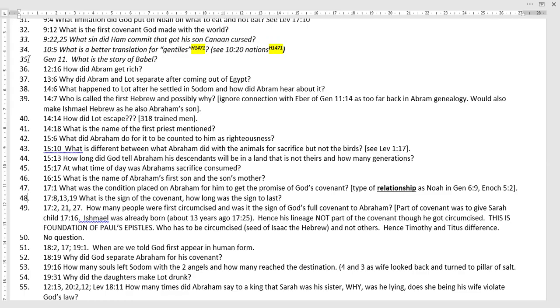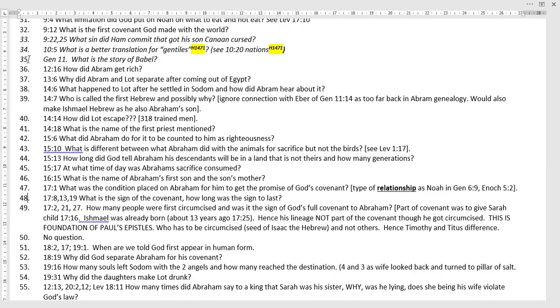Question 48, what is the sign of the covenant and how long was it to last? That comes in chapter 17, verses 8, 13, and 19. Let's read that. Verse 8, again talking to Abraham: And I will give thee and thy seed after thee the land wherein thou art a stranger, all the land of Canaan. I've talked about this in the introduction to this question, so you can go back and look at that. Verse 13 says, he that is born in thy house and he that is bought with thy money must needs be circumcised, and my covenant shall be in your flesh.